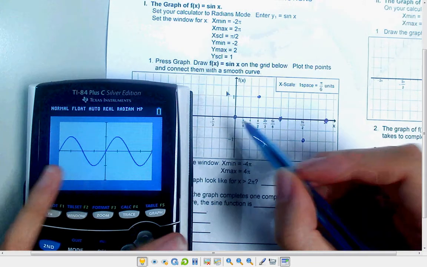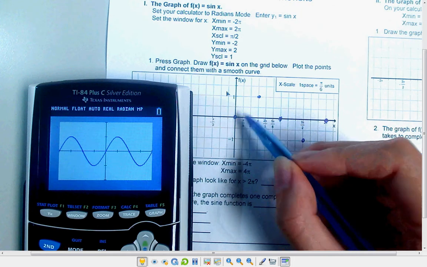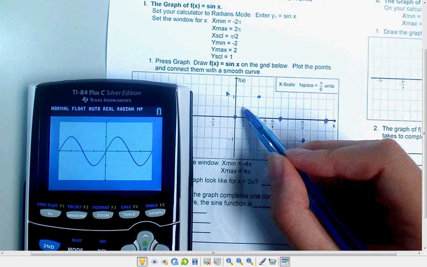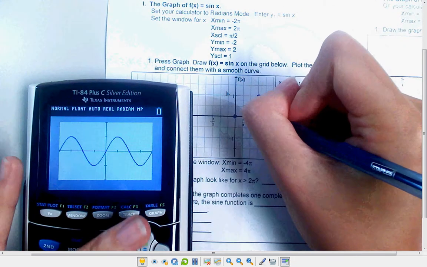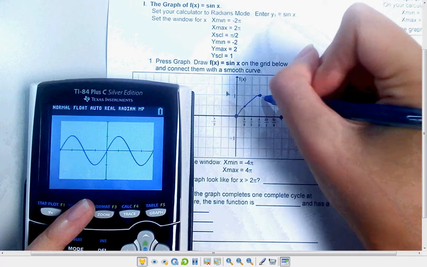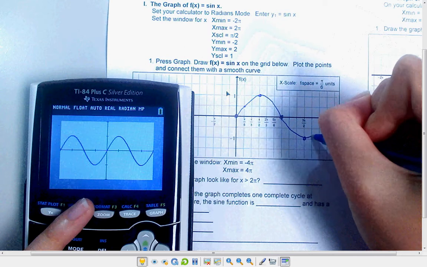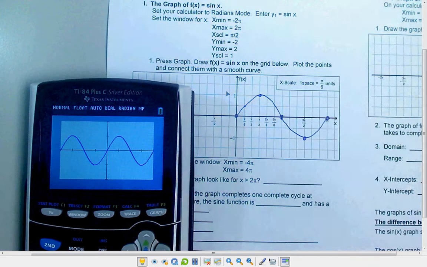In case you are curious, the point pi over 6 is going to give us 1/2 because sine of pi over 6 is 1/2. We know that from the chart we memorized. So if you wanted to be very exact, you could plot a point there as well, but it's not necessary. So we're just going to draw our smooth curve through those points.